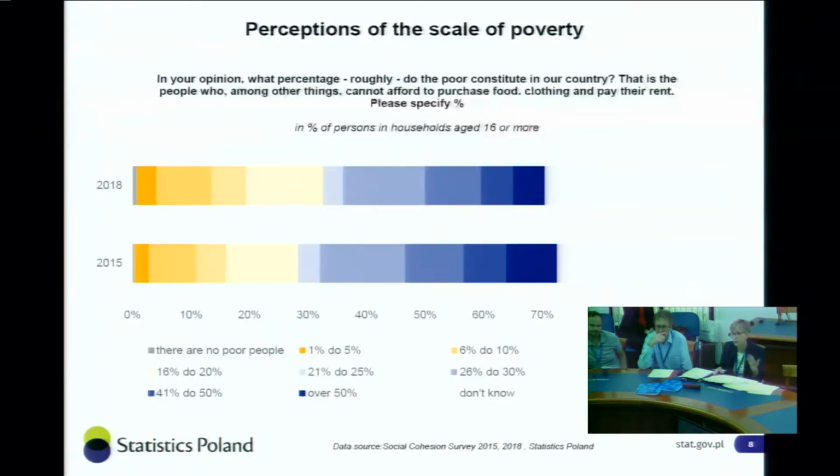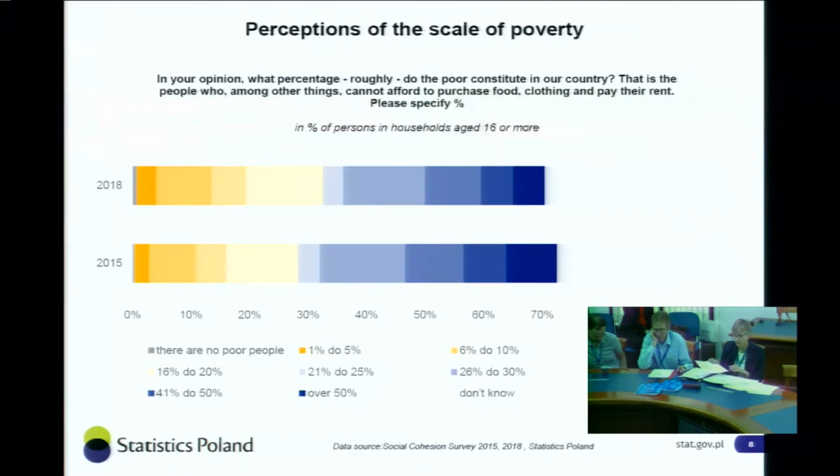And for this purpose, we use our national survey, the social cohesion survey. And the social cohesion survey from 2011 showed that opinions on the extent of poverty in Poland are very diverse. And the most frequently indicated assessment of the extent of poverty ranges from 16 to 30%, but it is much more than the objective measures indicate.